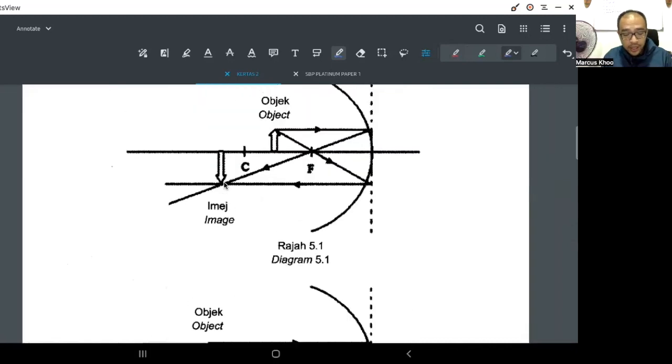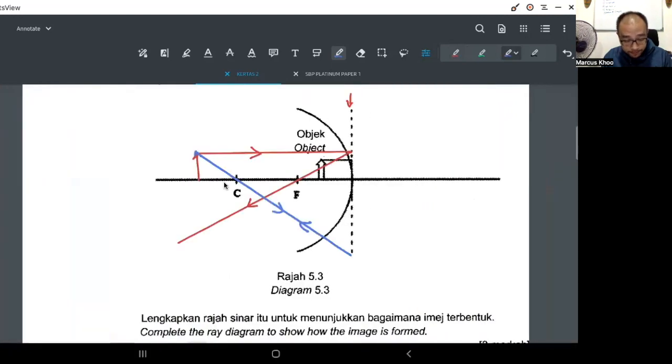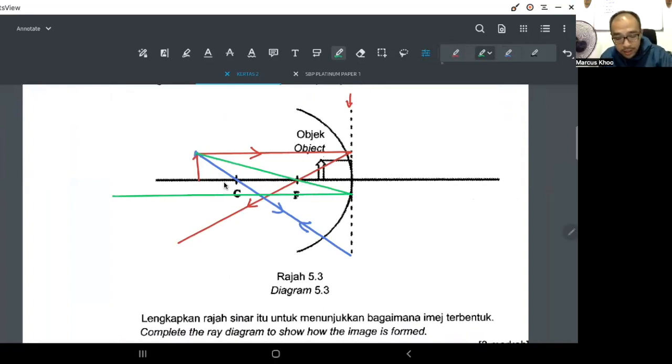There's a third one. The third one passes through F and then after that goes parallel. So it should be something like this. So you see, almost touching, somewhere over here. So this is where the image is.